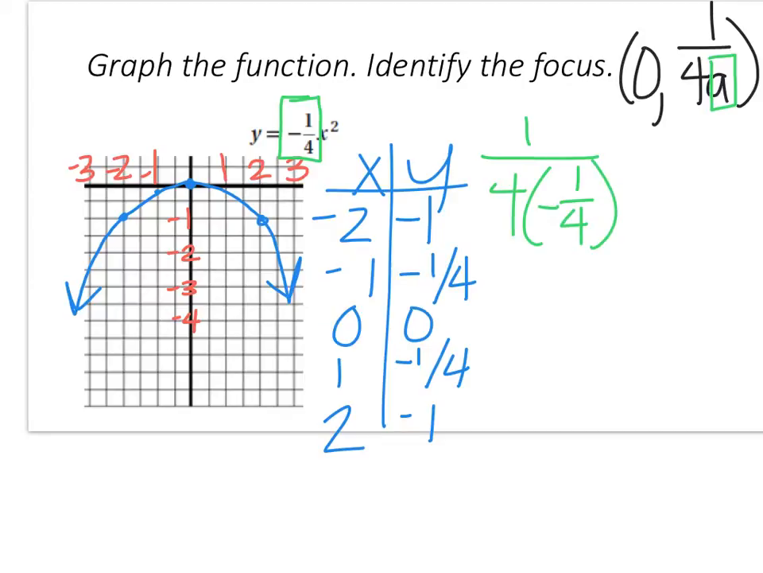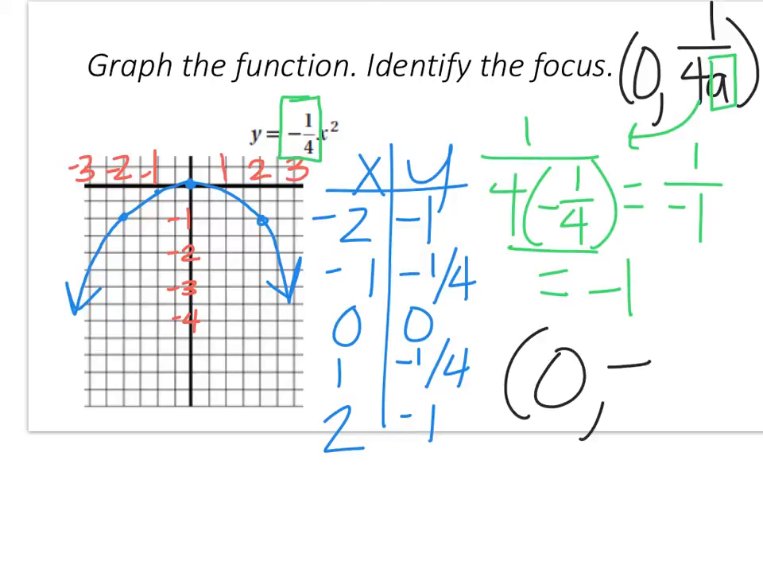As you can tell, I plugged everything in and I show it right here. Now let's simplify this. 1 divided by 4 times -1/4. 4 times -1/4 is again the same as 4 divided by -4. You should have already figured out that it's -1, and 1 divided by -1 is -1. So we have simplified this whole part, and we find that our focus coordinate is (0, -1). So we can go ahead and graph that on our graph, and I'm going to label that as the focus.